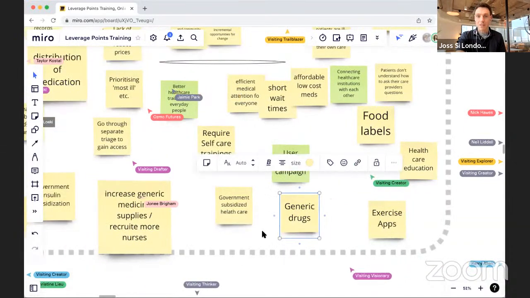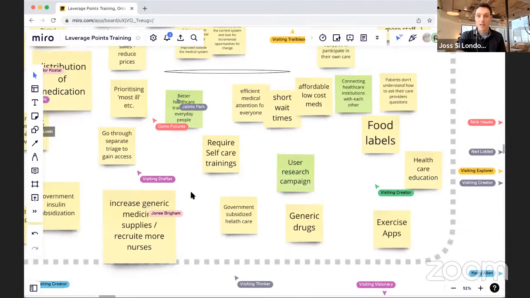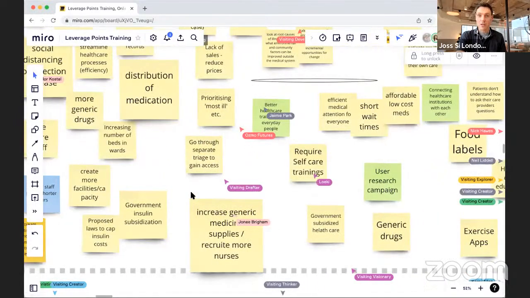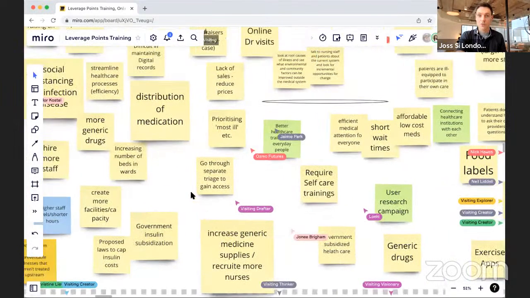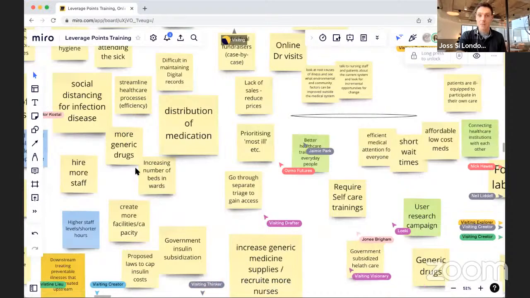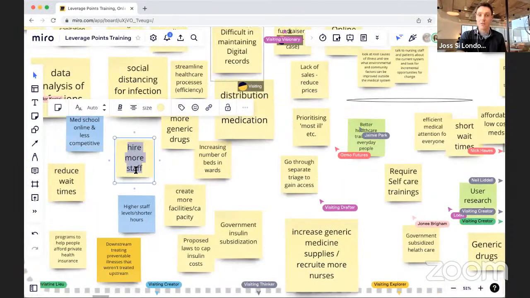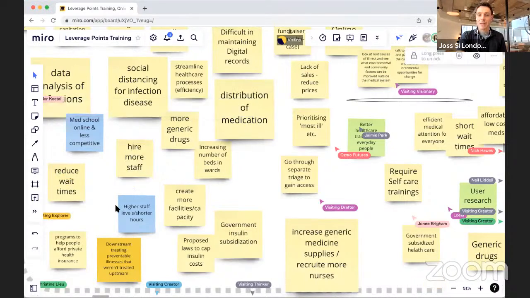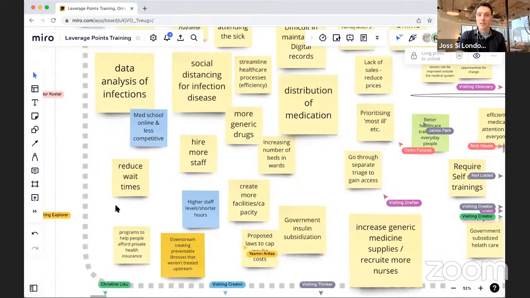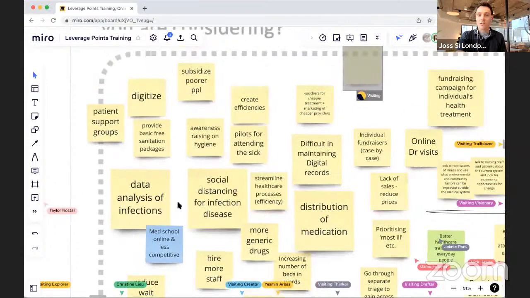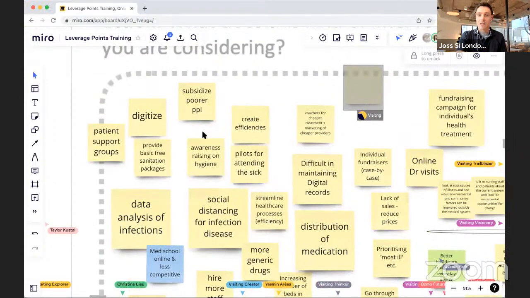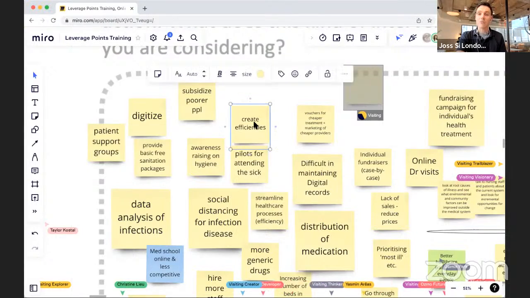Government subsidizes healthcare. Yeah, require self-care training, prioritize more ill, distribution of medication, hire more staff. Yeah, these would be symptomatic responses. We've got a problem, throw more resources at it. Reduce wait time, data analysis of infections, digitization, subsidize poor people, create efficiencies. Yeah, how do we improve what we already have without thinking about the actual structure of that system?